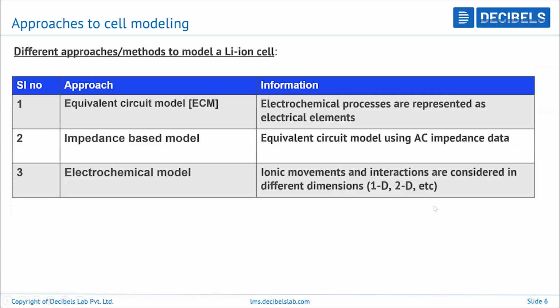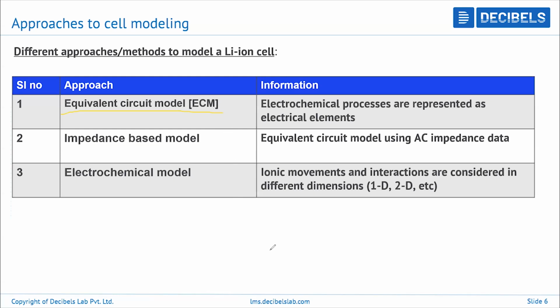So that brings us to the approaches of cell modeling, because as discussed before, what kind of outcomes we desire is based on the approaches that we choose. So there are three main approaches that are popular, very much looked into in the EV industry. So what are the approaches? So the simplest one, as discussed much earlier, is called an equivalent circuit model, okay, abbreviated as ECM.